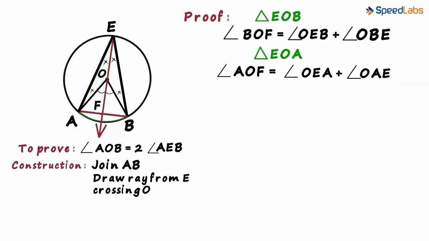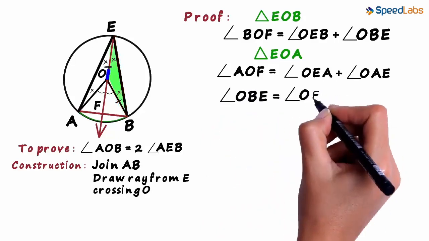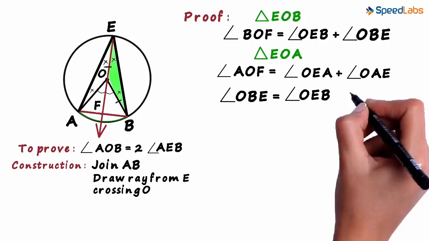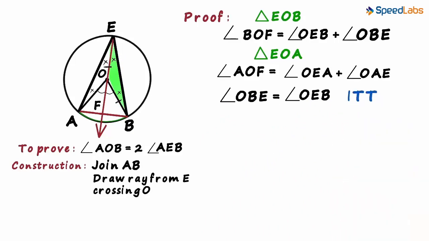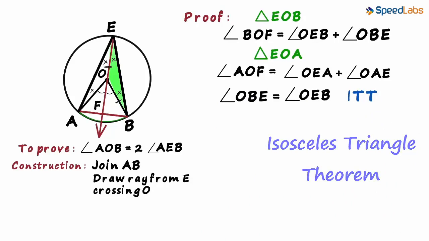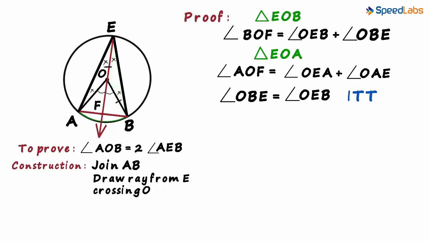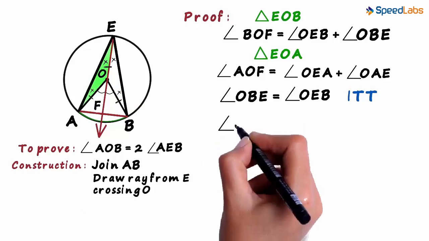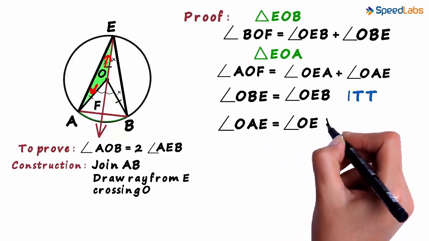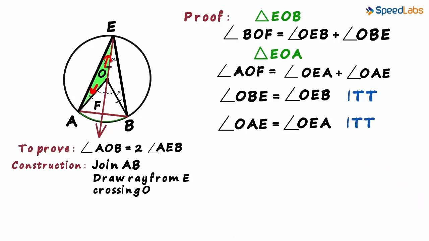Now let's shift our focus back to triangle EOB. In triangle EOB, OE and OB are equal because they are the radii of the same circle. It is an isosceles triangle, and by the isosceles triangle theorem, we can say that angle OBE will equal angle OEB. We can write ITT here to show that we got this result using the isosceles triangle theorem. Similarly, as triangle EOA is also isosceles, angle OAE will equal angle OEA by the isosceles triangle theorem.